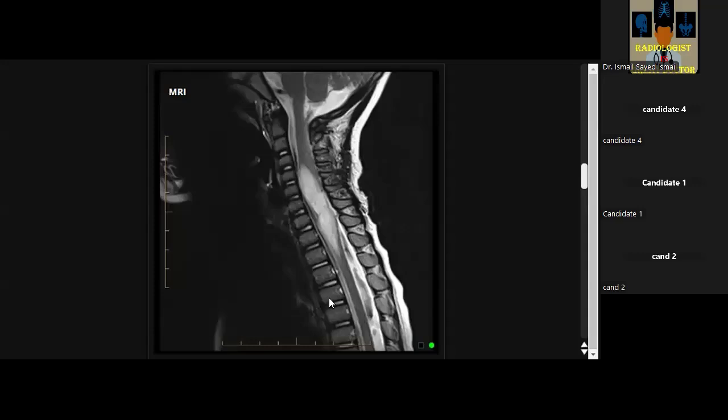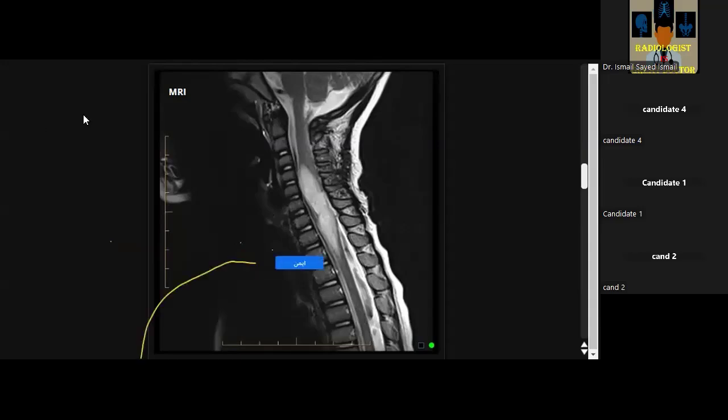Okay, do you want to know any other differential other than ependymoma and astrocytoma? Yes. You can assume the age of the patient from the vertebrae. This is a child, a young patient. So it is most likely astrocytoma. Okay, good.